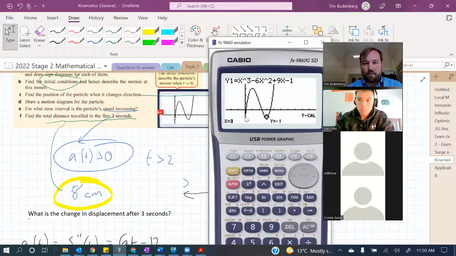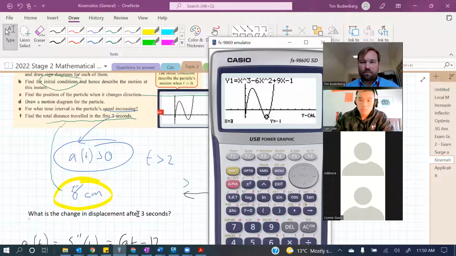Because at time equals 0, you started at -1. So by the time you get 3 seconds in, you haven't changed, you're still at the same point of -1. So when it says change in displacement between, say, 0 and 3 seconds, you're looking at how far that's changed in the 3 seconds.